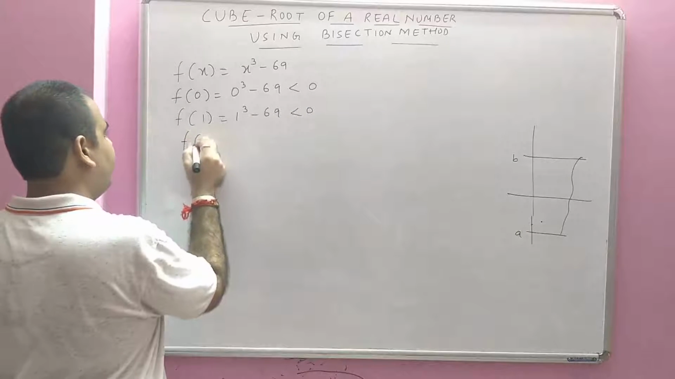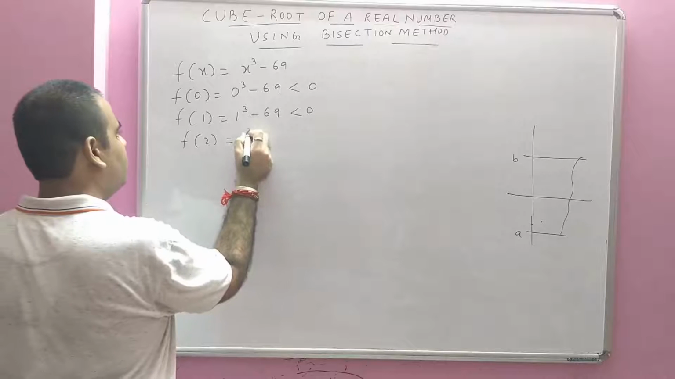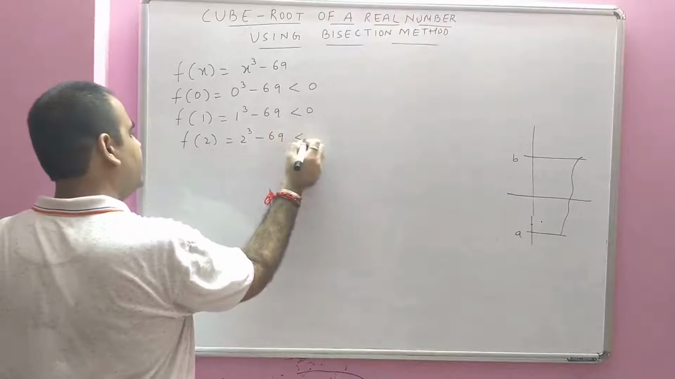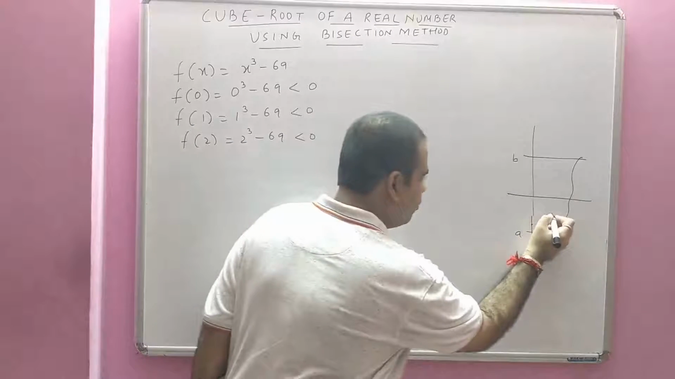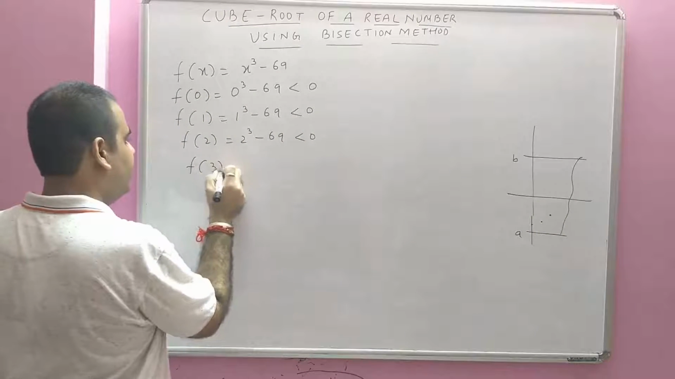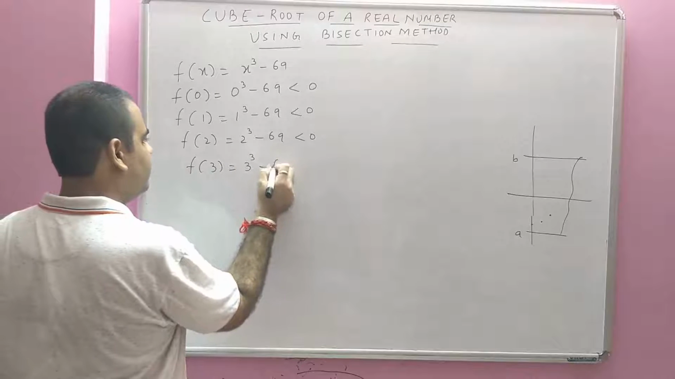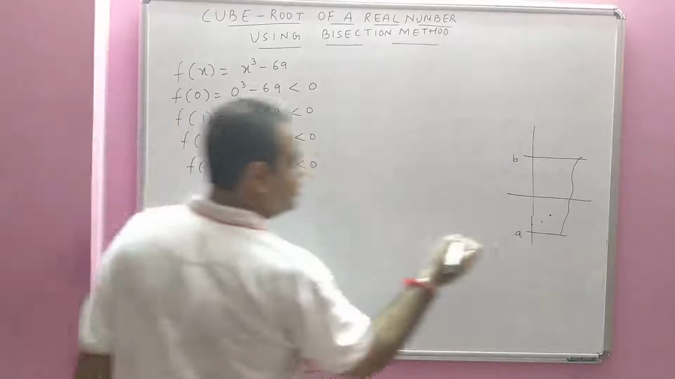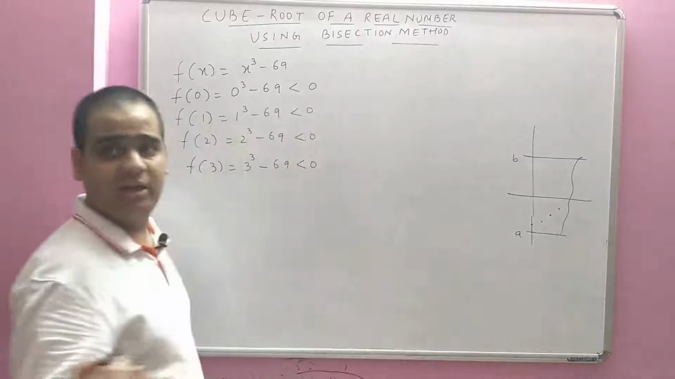Now we say f of 2 is equal to 2 cube minus 69. It is again less than 0. The answer would be somewhere over here. Then we say f of 3 is equal to 3 cube minus 69. Again it is less than 0. The answer would be somewhere over here.